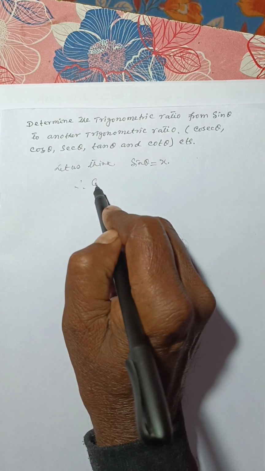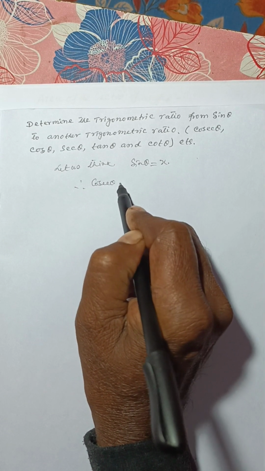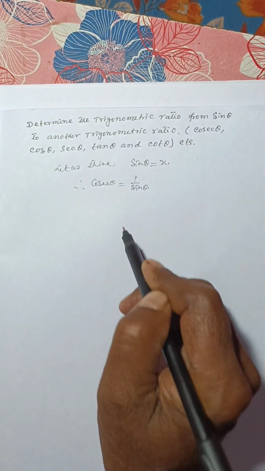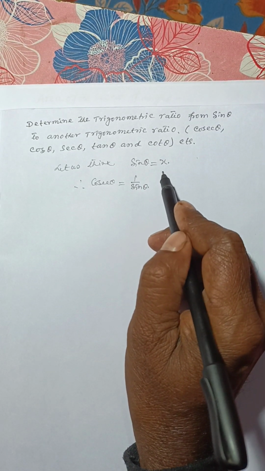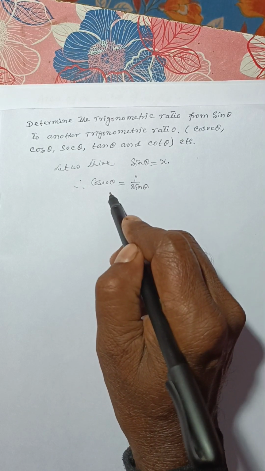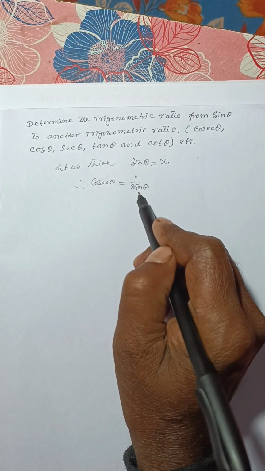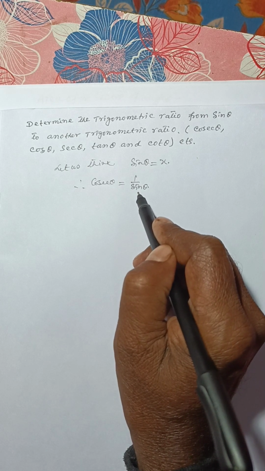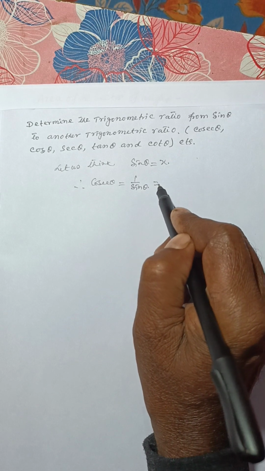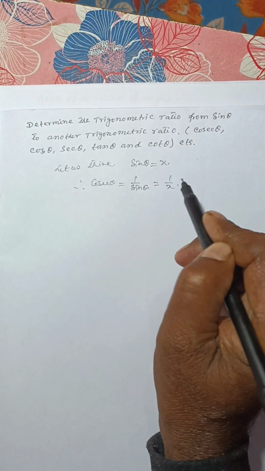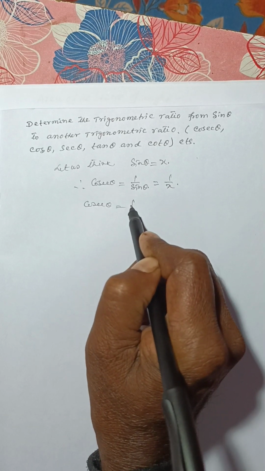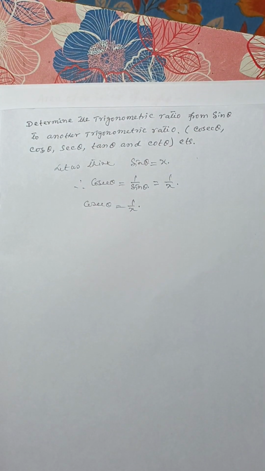Therefore, cosec theta equal to 1 by sin theta. As sin theta equal to x, therefore cosec theta will be 1 by sin theta. Now putting the value of sin theta, we get 1 by x. Therefore we can write cosec theta equal to 1 by x.